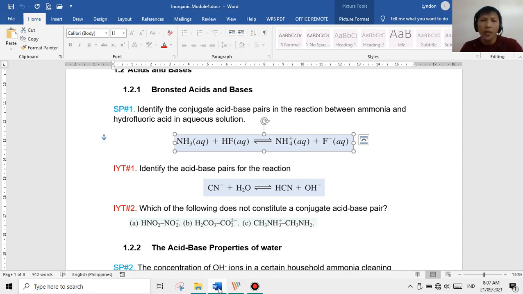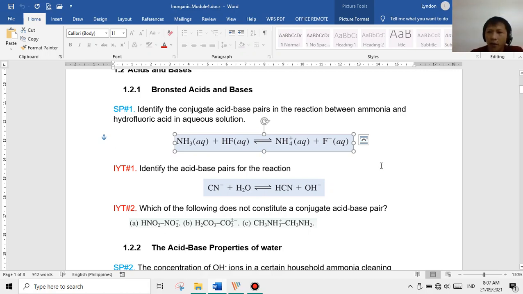Basically, I tried to standardize our topics for inorganic chemistry. For inorganic chemistry, I am following Shriver. Chapter 4 is about acids and bases. The topic would be the same, and I would see to it that if you try to read Shriver for inorganic chemistry, it would be worth it.